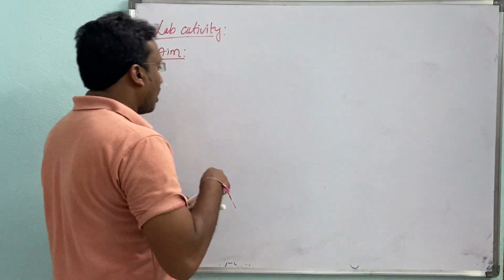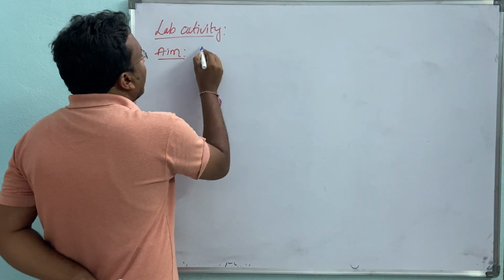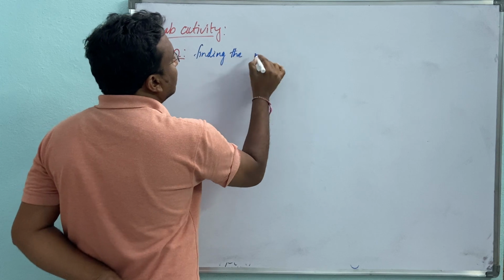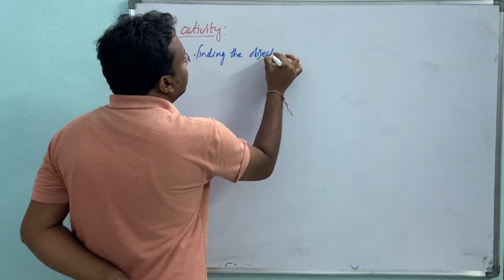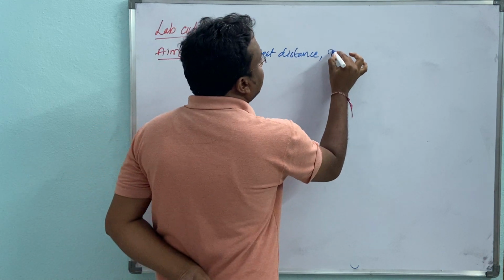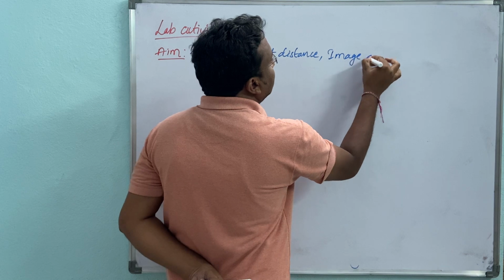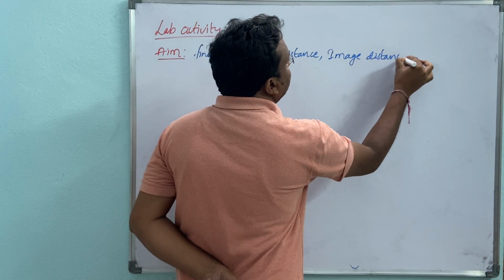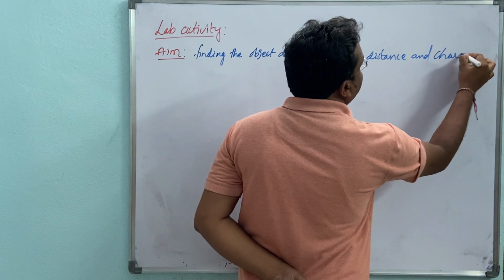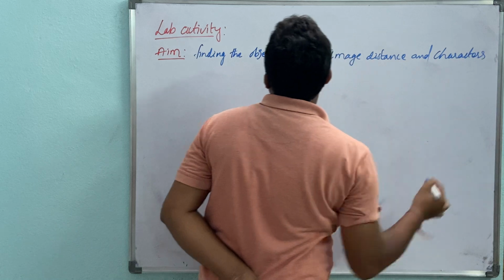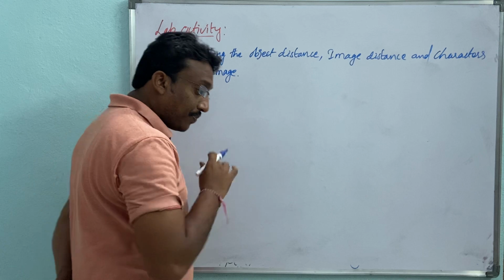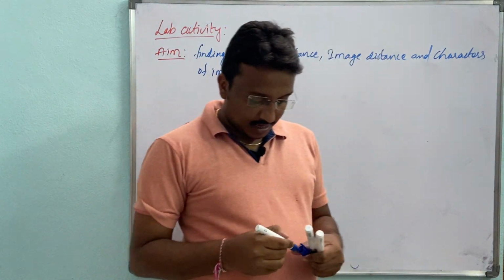What is our aim? Our aim is finding the object distance, image distance, and characters of image. This is our aim.